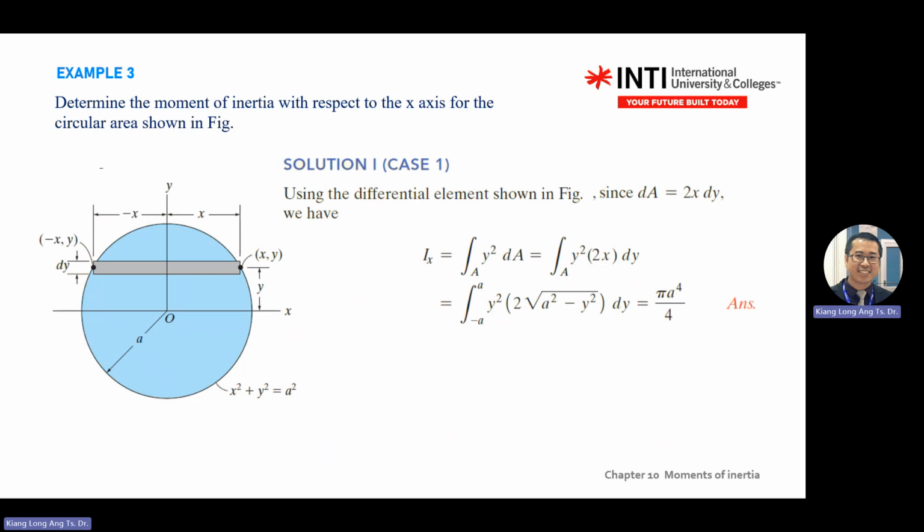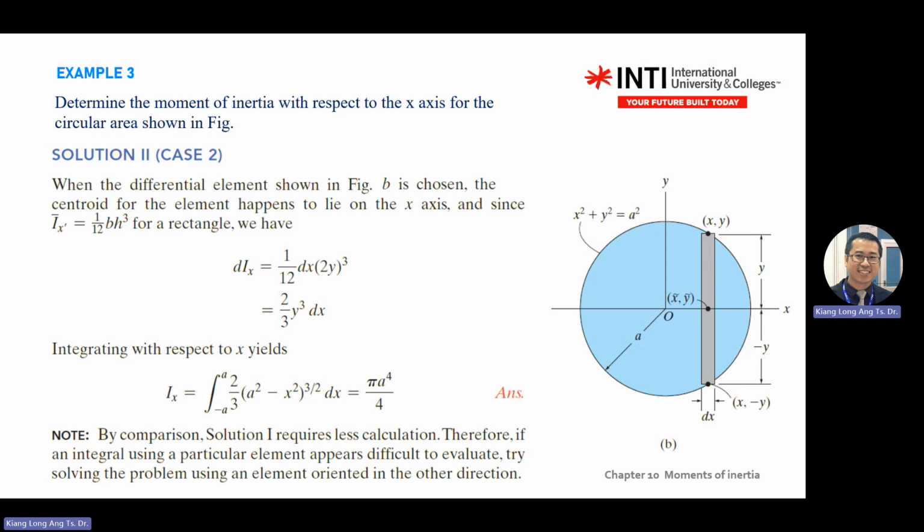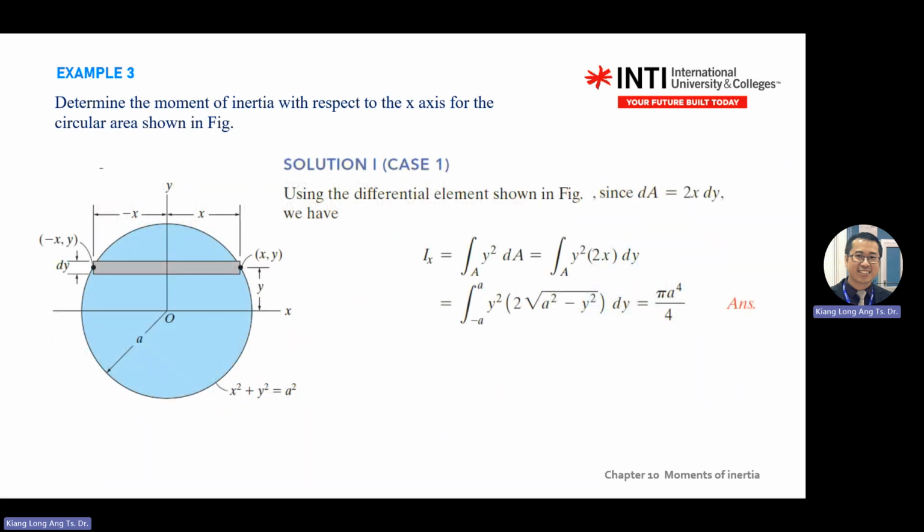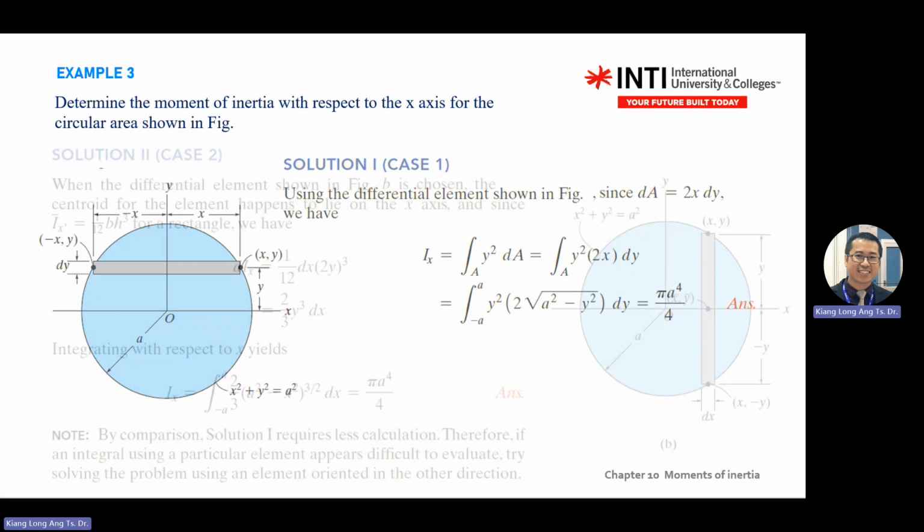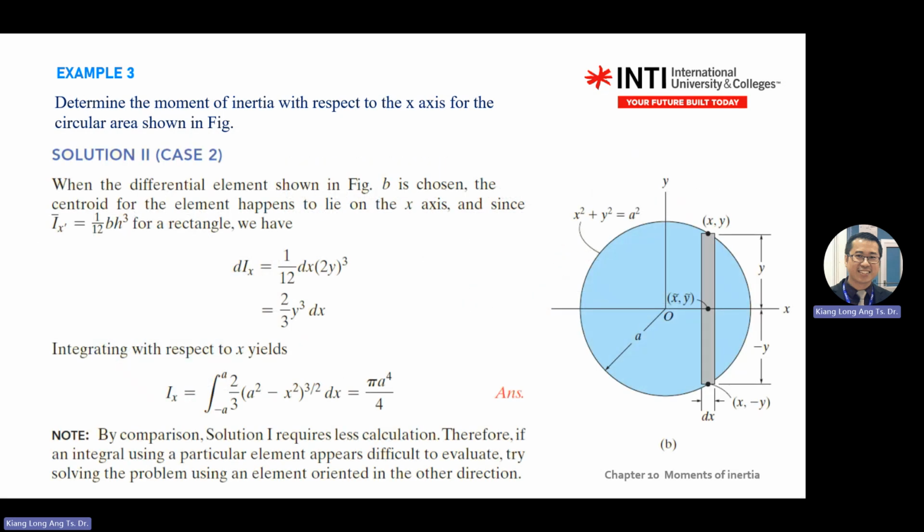Okay, you see case number 2, the differences. Case 1 is horizontal strips. Case 2 is vertical strips, but still the same. You see the strip is vertical, but you're looking at the intersection points first. One is x, y, another one is x, minus y. Identify the intersection points. The centroid is at the center here. Then dx is over here, and the length of these strips is y plus minus y.